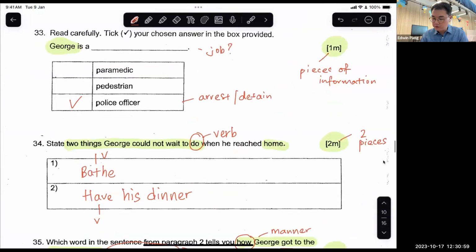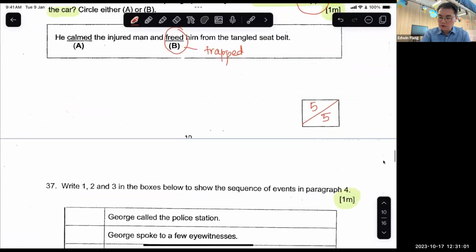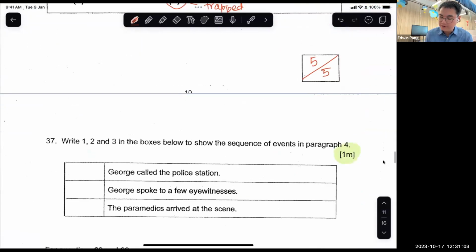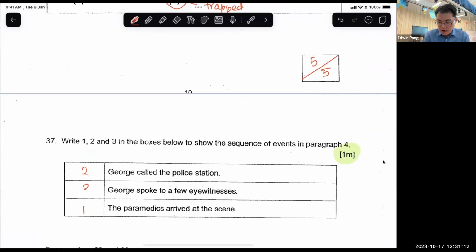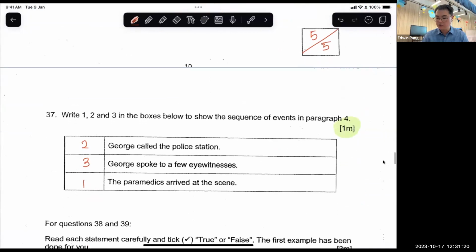So let's come back over to the sequencing. So first, the paramedics arrived, right? Then second, George called the police station. And then while he was waiting for the police officers to arrive, he spoke to a few eyewitnesses, in this sequence. Did you all get this sequence? Did you follow the sequence? Very good. Okay, so let's move on.